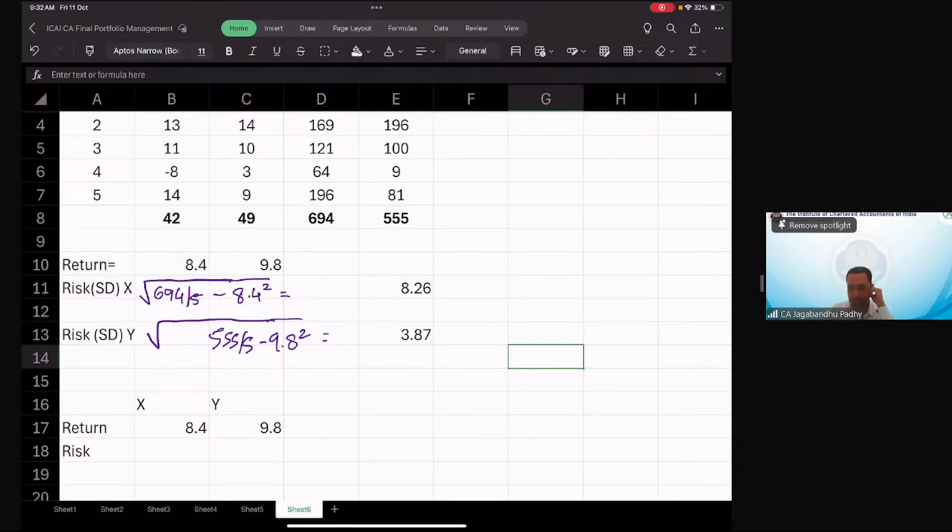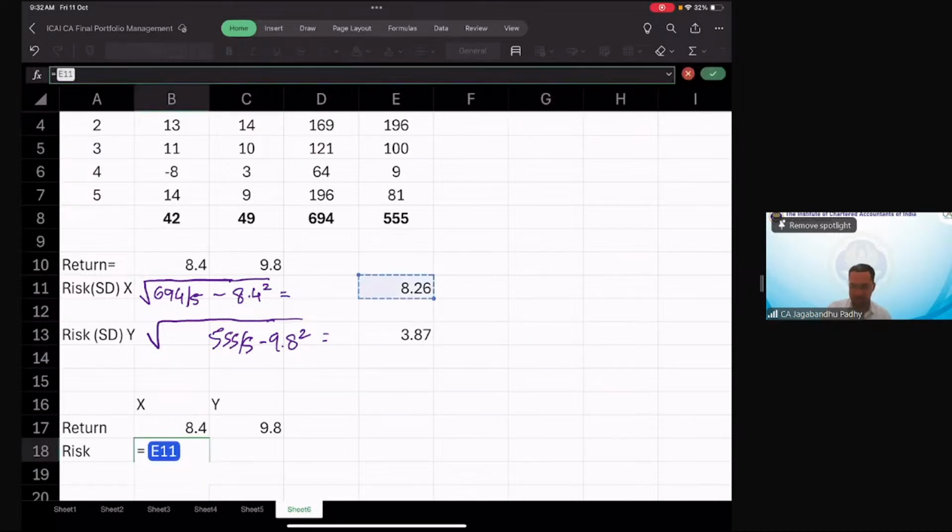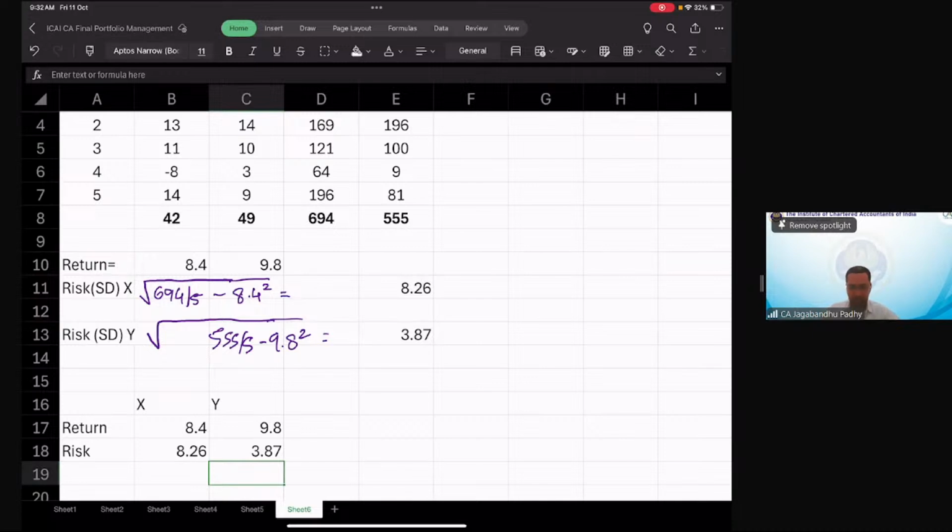Did we get it, guys? Did we get these numbers? 3.87 and 8.26? Yes, sir. Okay. Now we have the numbers with regards to risk and return of a security.